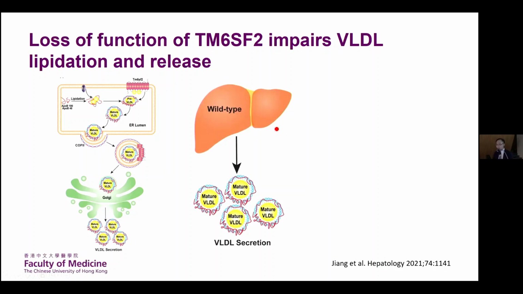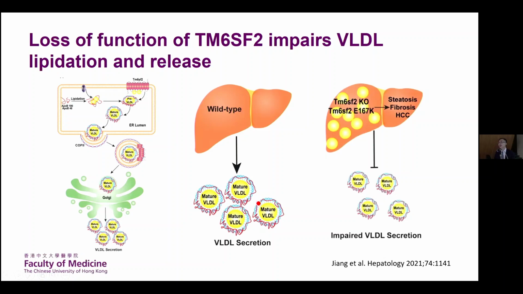So this is what is happening. If TM6SF2 is normal, then the mature VLDL would be released in the circulation. In contrast, if you have a mutation in the TM6SF2 gene, or if in animal models or cell line models you suppress the expression of TM6SF2, the lipid is no longer released in the form of VLDL. Instead, it will be retained inside the liver, resulting in hepatic steatosis. This is what we have already known inside the liver.